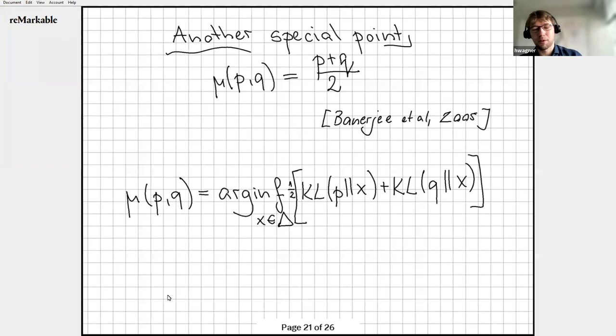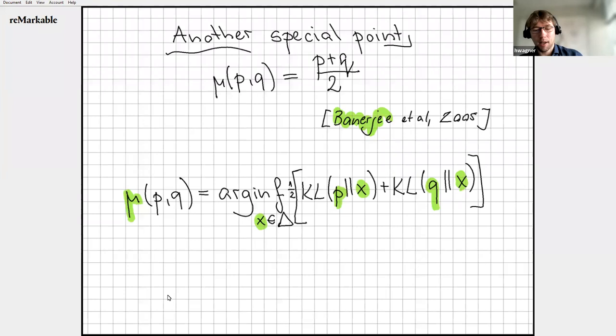There is another special point which is closely related, and this is just the midpoint between the two distributions. I just add them up component-wise and divide by two. There is a quite remarkable result, much more general than what I'm showing here, by Banerjee. It tells us that this midpoint minimizes this expression: minimizing over all points in our domain, it minimizes the mean KL divergence computed from both of the points to the special point.